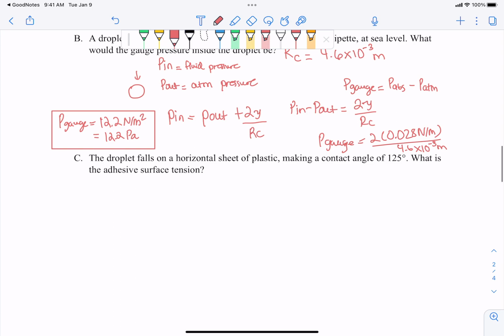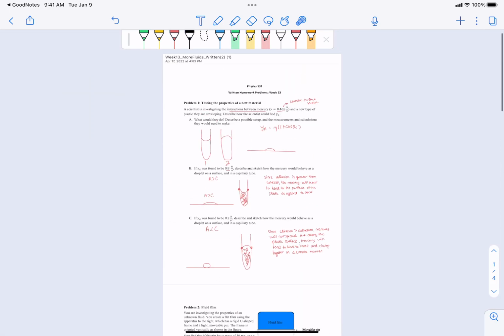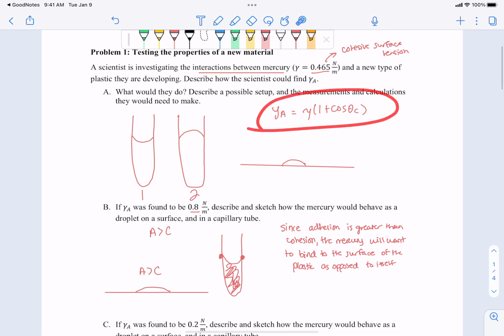Part C is saying the droplet falls on a horizontal sheet of plastic, making a contact angle of 125 degrees. What is the adhesive surface tension? So this is kind of a throwback to problem 1. It's just going to be really just plug and chug, honestly. So we have the adhesive surface tension is equal to the cohesive surface tension times 1 plus cosine of the contact angle, right? That's the equation I wrote down up here.